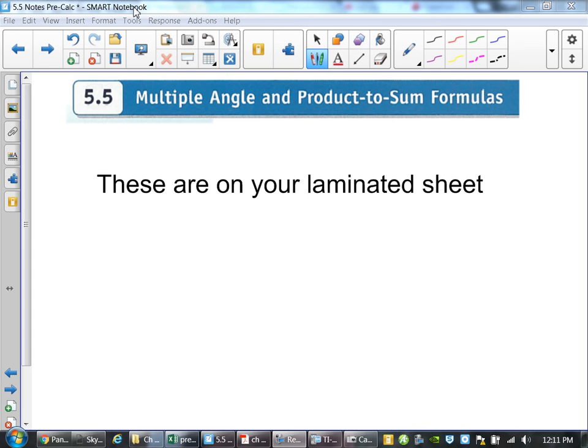We're going to get into the multiple angles, the double angle formulas, and the product of sums, and half angle ones. This is a lot like what we did yesterday and the day before, where you're just looking at the problem and substituting into a formula on your formula sheet. So a lot of this stuff shouldn't be all that complicated, because it's just substitution and knowing how to work with the formulas.